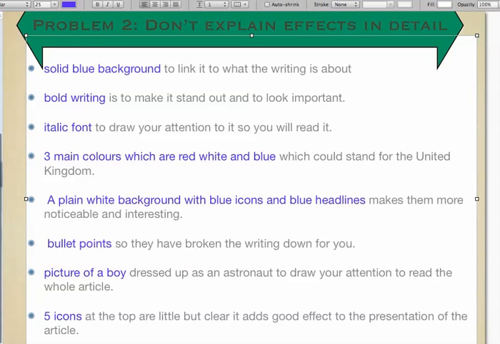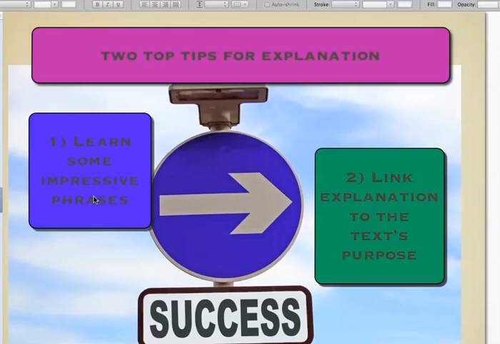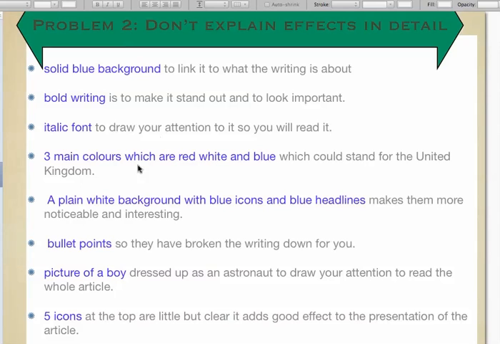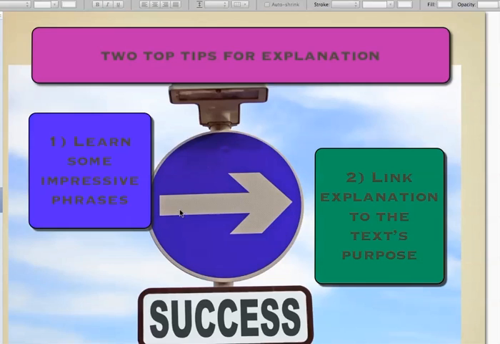Okay, so how do we do it then? Tips for getting this right. 2 things, I suppose. First of all, learn some phrases, some impressive words and phrases that you're going to use in your answer. Have a couple that you keep in mind that are quite unusual maybe. I'll show you some in a second that you're going to use if you get a chance. And secondly, we're going to link explanations to the text's purpose. Rather than just saying it draws your attention, we're going to link the explanation to explain how that supports the persuasive or informative purpose of the text.